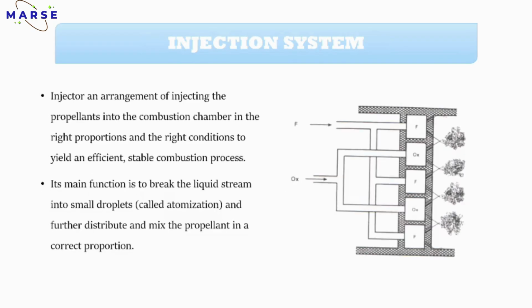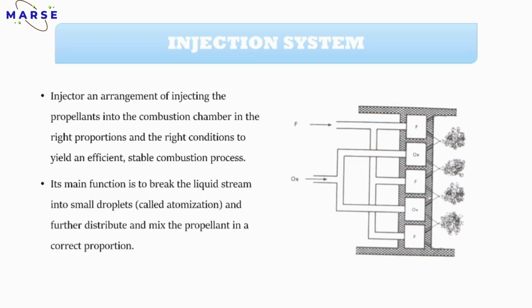Got it? Okay, now we will see the injection part. In the video also we have seen the injector is present at the initial position in the combustion chamber, right? So what is the use of the injector? Basically, the injector is an arrangement for injecting propellant into the combustion chamber in the right proportions and under the right conditions to yield efficient, stable combustion.